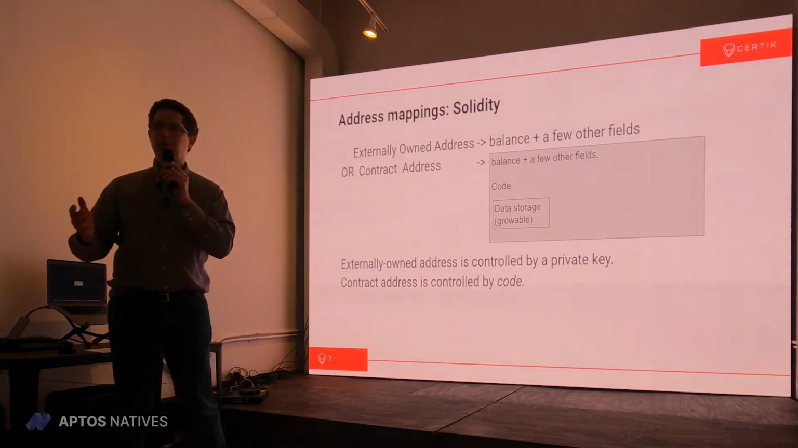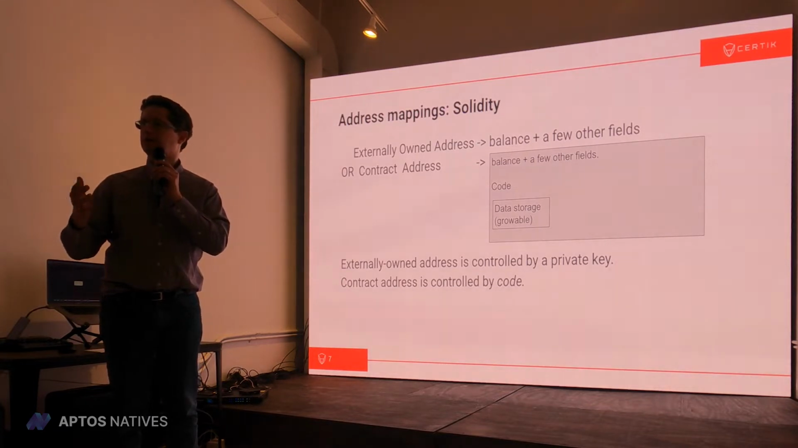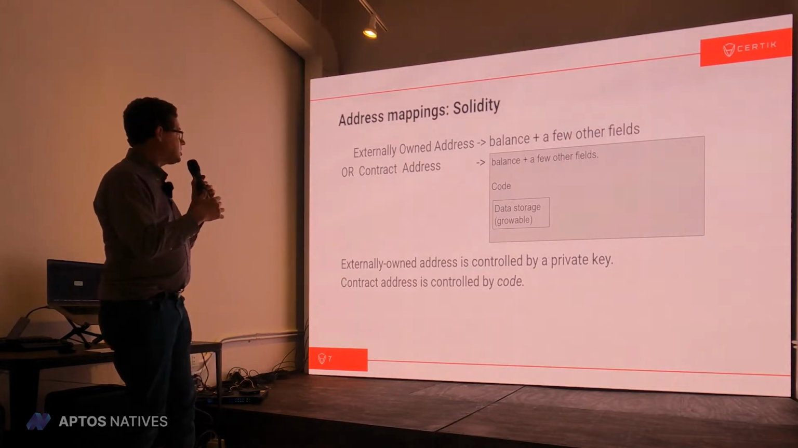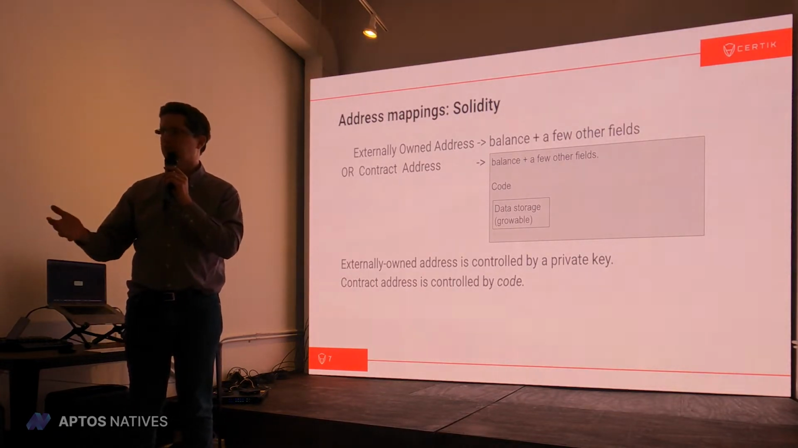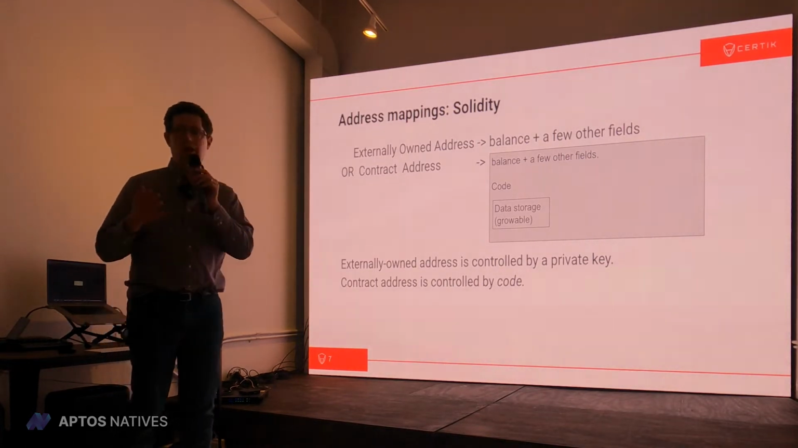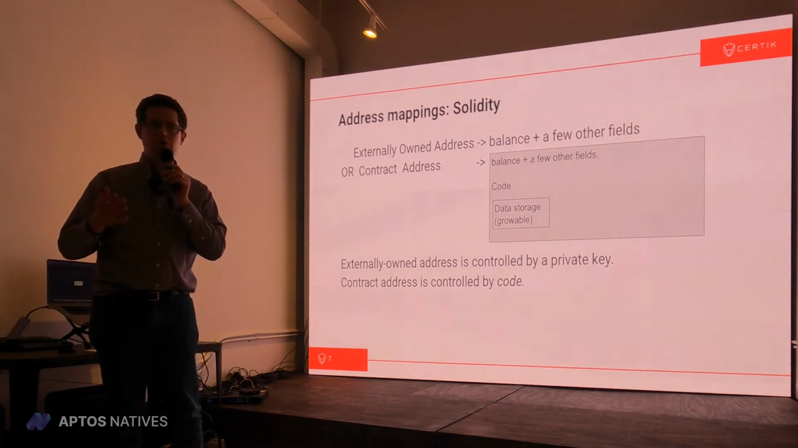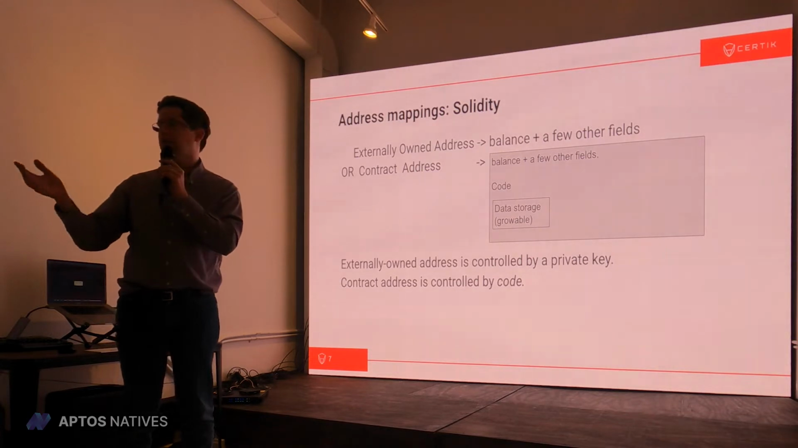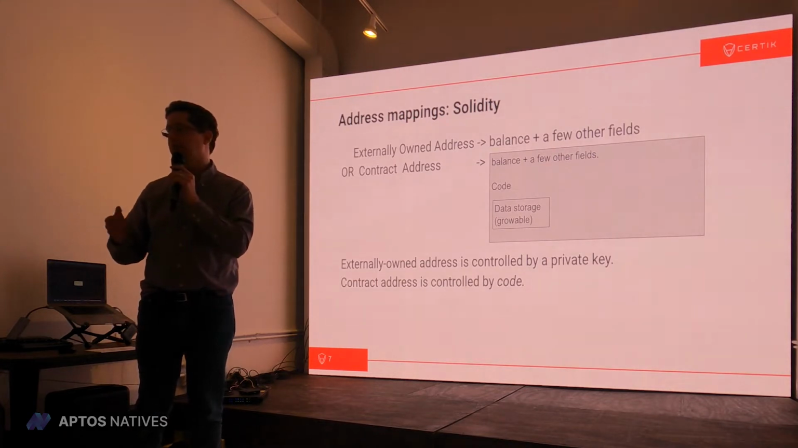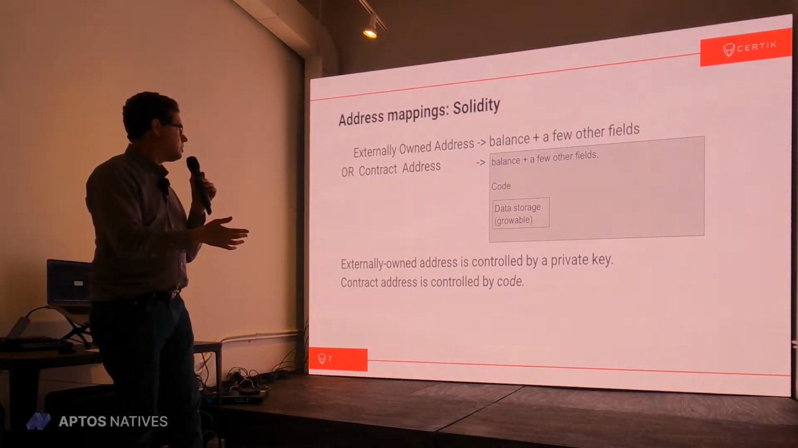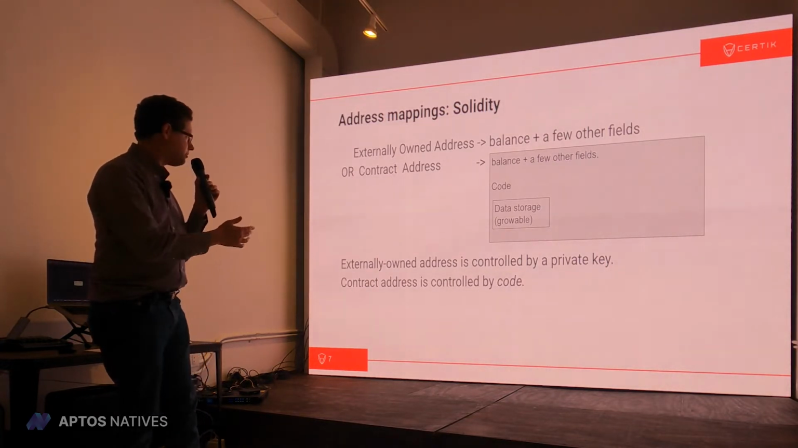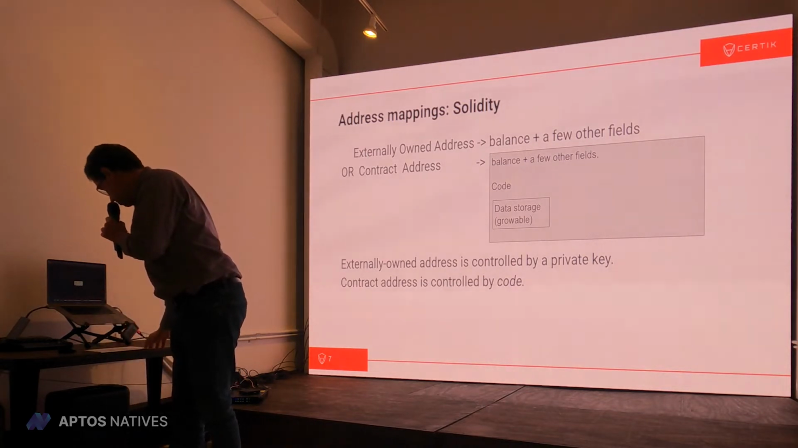All right, so as you all know, a blockchain is really a distributed ledger, along with the transaction history. So in a blockchain, you have a mapping from addresses to data or something like that. I'm sure all of you know that. For Solidity, you have two kinds of addresses. You have an externally owned address, which is basically a user who has money on Ethereum and has a balance. Or you've got a contract address that has a balance, but it has two other things that come with it: code and data storage. Your externally owned address, as you know, is controlled by a private key. The contract address is controlled by code.